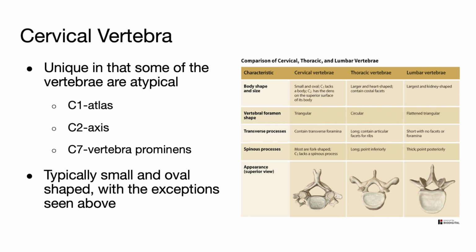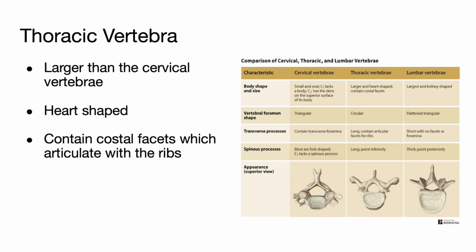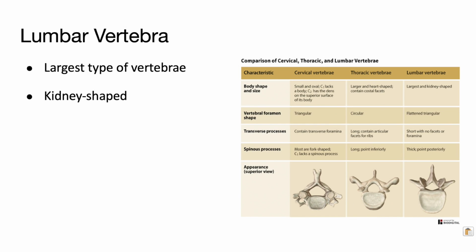The cervical vertebrae are small and oval-shaped, with the exception of C1, an atypical vertebra that lacks a body, and C2, an atypical vertebra which has a projection called the dens on the superior surface of its body, which allows the neck to rotate. The thoracic vertebrae are larger than the cervical vertebrae and are heart-shaped. They all contain costal facets which articulate with the ribs. The lumbar vertebrae differ as well, as they are the largest type of vertebrae and are kidney-shaped.